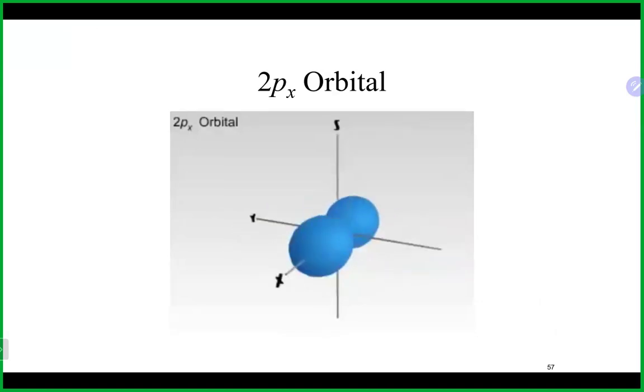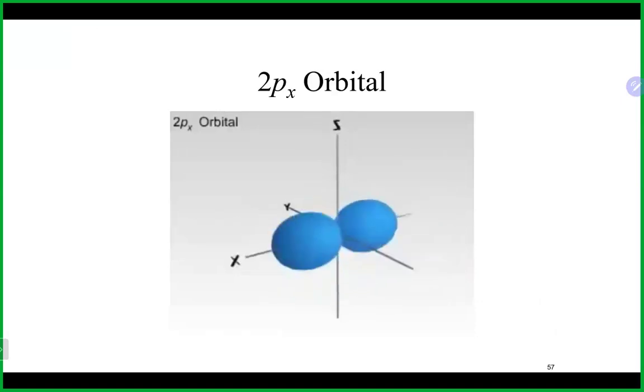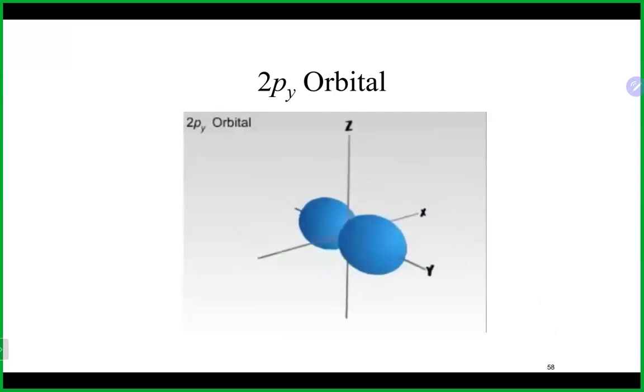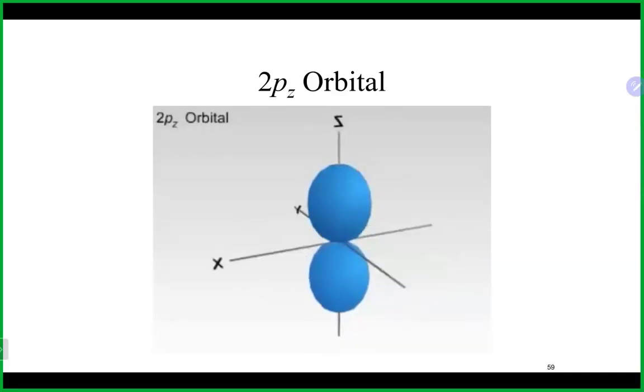So that is our X. The 2px orbital is the shape of a figure 8 along the x-axis. There's our Y. The 2py orbital is in the shape of a figure 8 along the y-axis. And then obviously our Z here. The 2pz orbital is in the shape of a figure 8 along the z-axis.